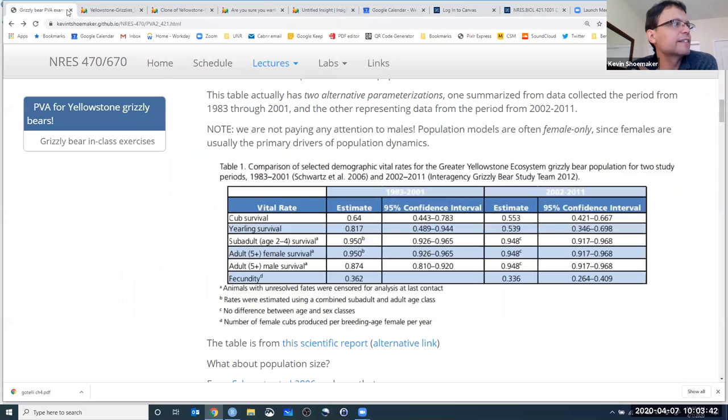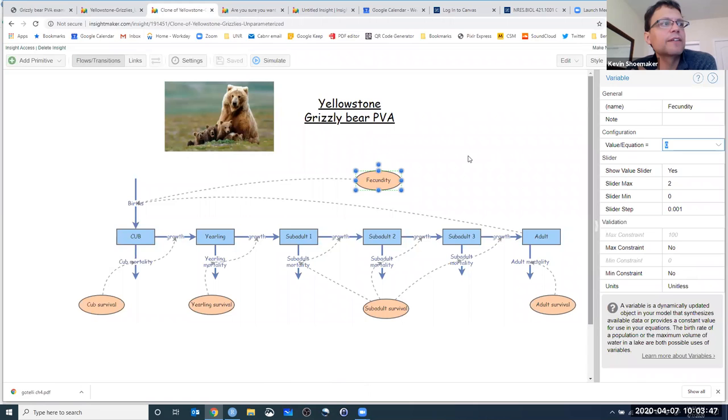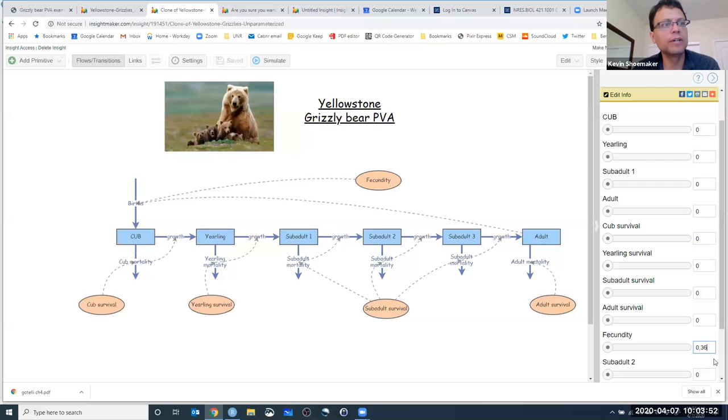This is 0.362. You can either go into the value equation or you can just type in 0.362 right here. And you can do that with all the different vital rates. I won't do it with you right here, but that is one of your tasks, to parameterize this model and run it. Just make sure you understand it first.